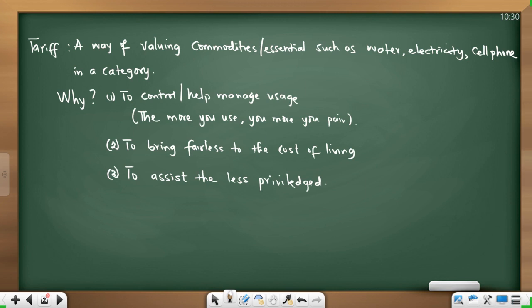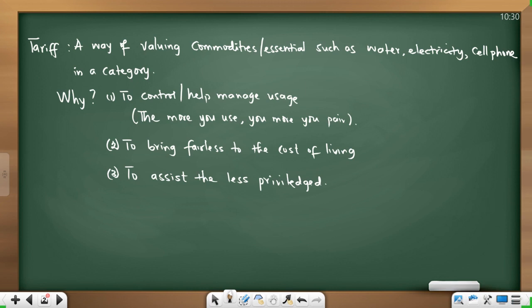And what are the things that can be tariffed? Electricity can be tariffed, water, even petrol can be tariffed. Import and export, if you import this much, you pay so much. If you import more than that, you pay more. Tariffs are more like taxes.